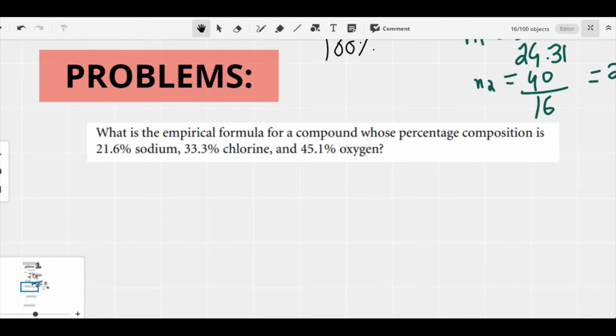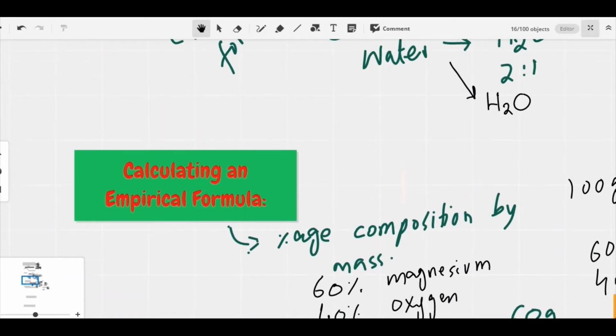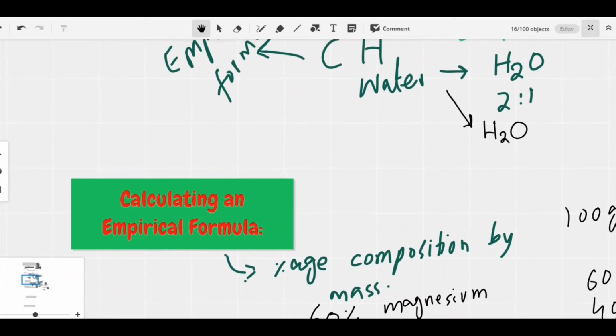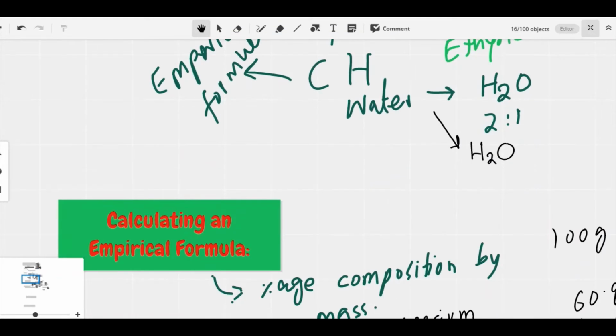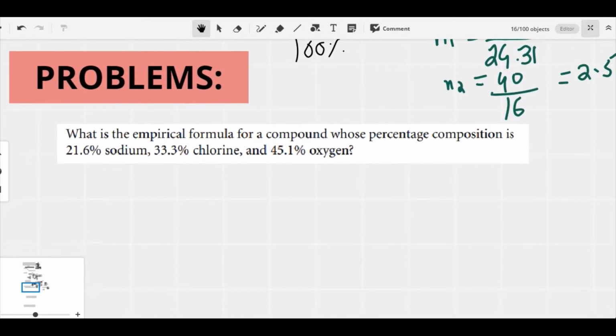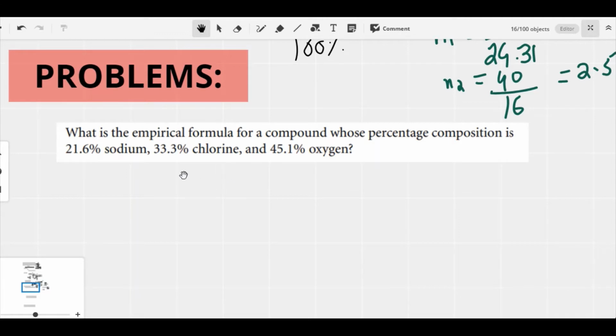Okay guys, welcome again. Last time we did the calculations of empirical formulas, and we also did the explanation and the definition. Today we are going to solve problems related to empirical formula. Here is the first question: what is the empirical formula for a compound whose percentage composition is 21.6% sodium, 33.3% chlorine and 45.1% oxygen?